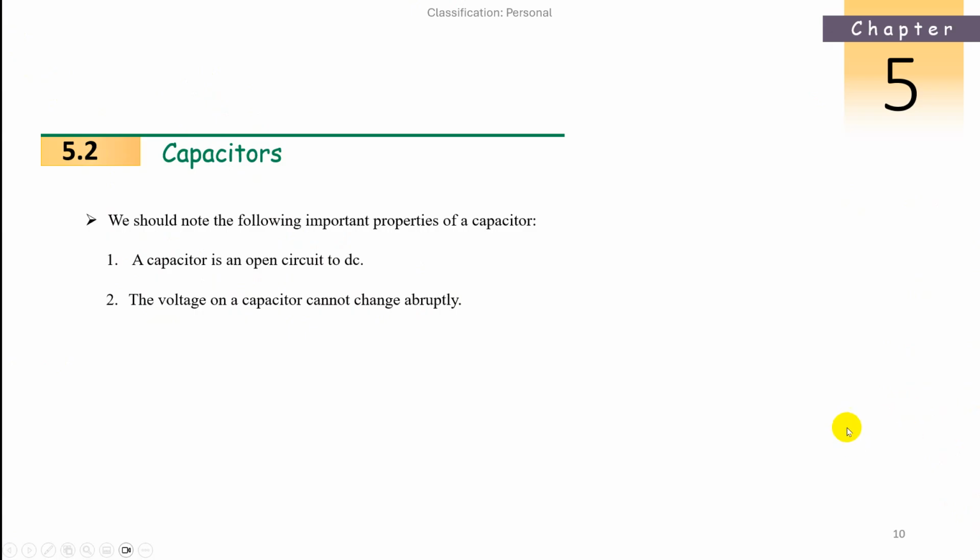If we give 5 volts, it will not change at that instant itself, because it will take time to travel. It has to deposit on the plates, then the voltage will form there. So it cannot be changed abruptly.